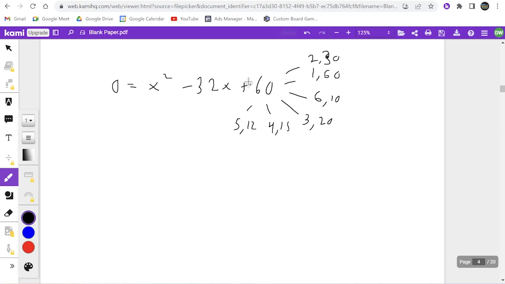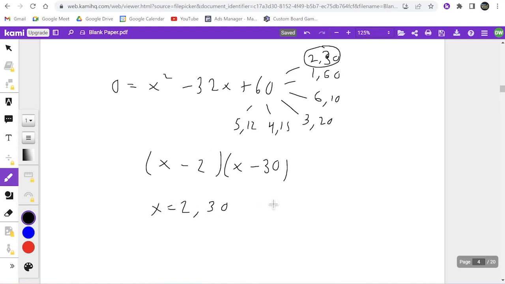Since this is positive and it's a negative 32 in the middle, they're both going to be negative and they have to add to negative 32, which means the correct answer must be 2 and 30, because negative 2 minus 30 is negative 32. In other words, when I set up my factors like this, I'm going to write minus 2 and minus 30. And now I'm getting two solutions right here. I'm getting x equals 2 and positive 30.